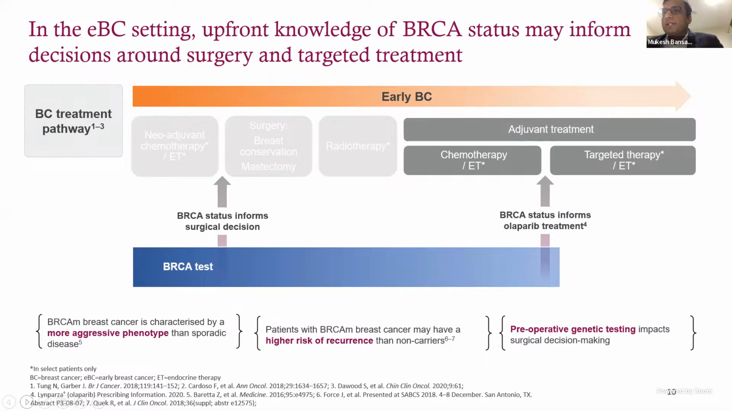And second, at the time of adjuvant treatment, if the BRCA status is positive, then according to the current criteria, if it is high risk, we can go for 1 year of adjuvant olaparib treatment. So they have a more aggressive phenotype, higher risk of recurrence, and preoperative genetic testing impacts surgical decision making, in addition to the adjuvant treatment. Next slide, please.